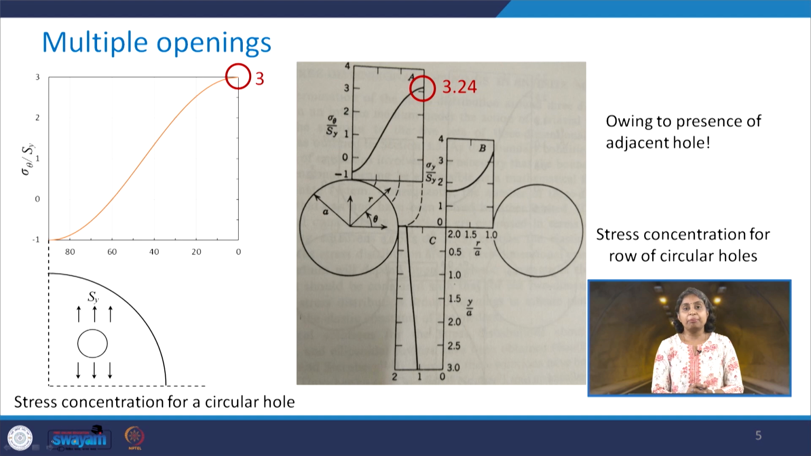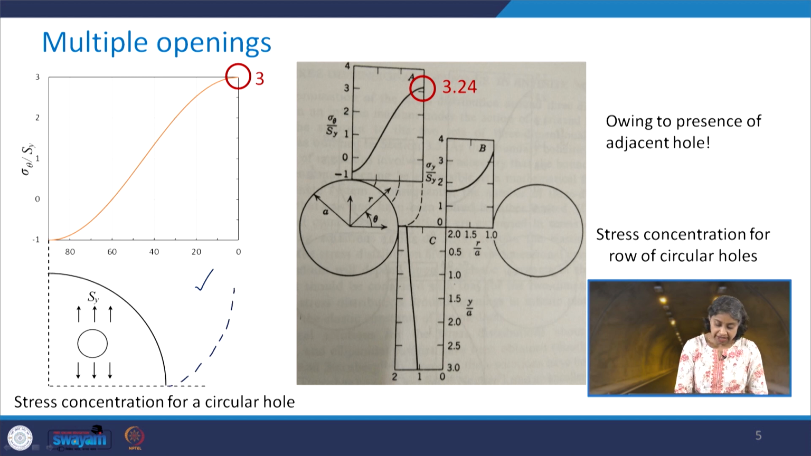Now, if I just compare the case of a single circular opening with that of the two circular openings, take a look. This figure you are aware of, we discussed it in some of our earlier classes. So you see that at the boundary, or theta equal to 0 degree, it was coming out to be 3 in case of the uniaxial state of stress. And you remember I mentioned to you that at the crown portion it is going to be critical because of the presence of this tensile stress situation.